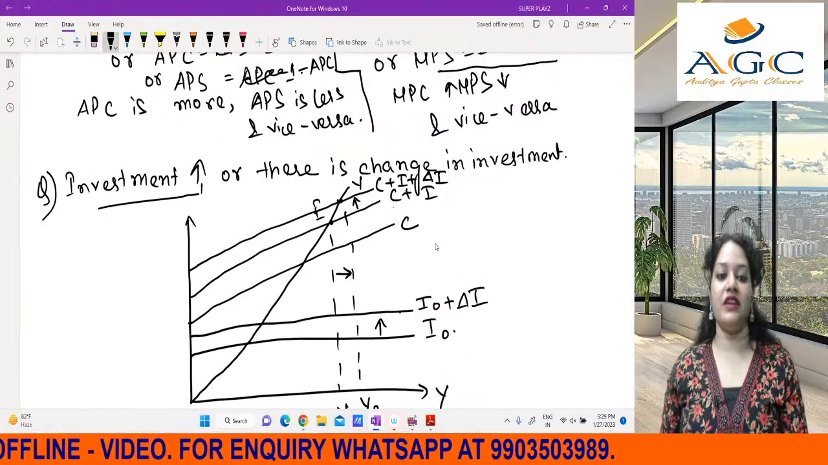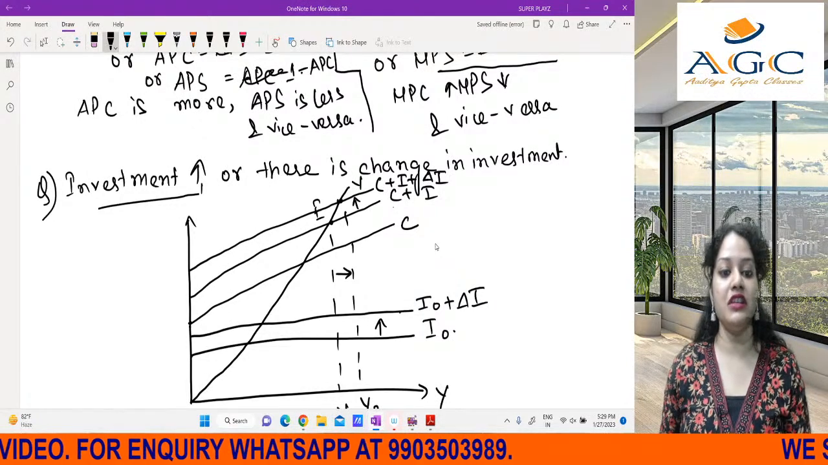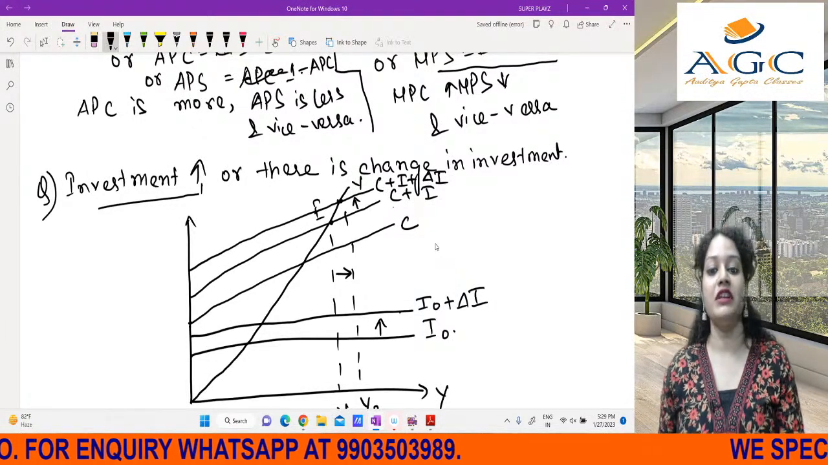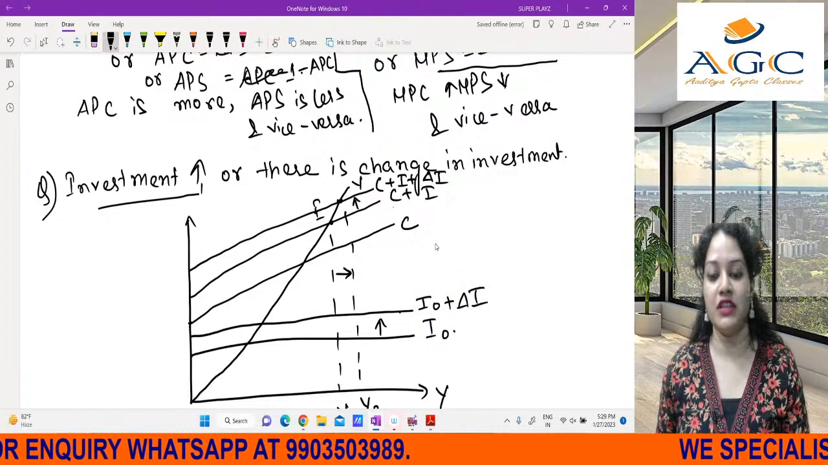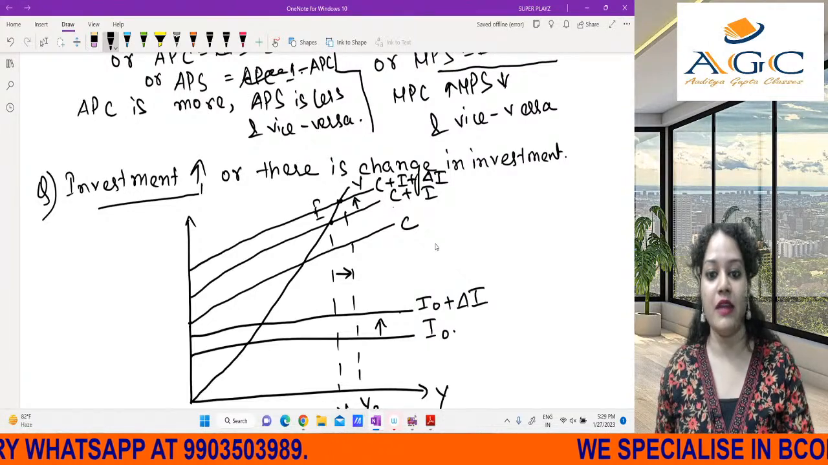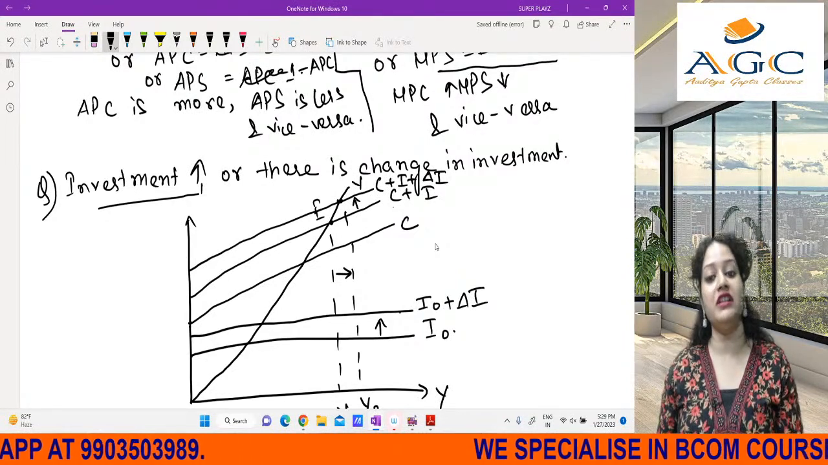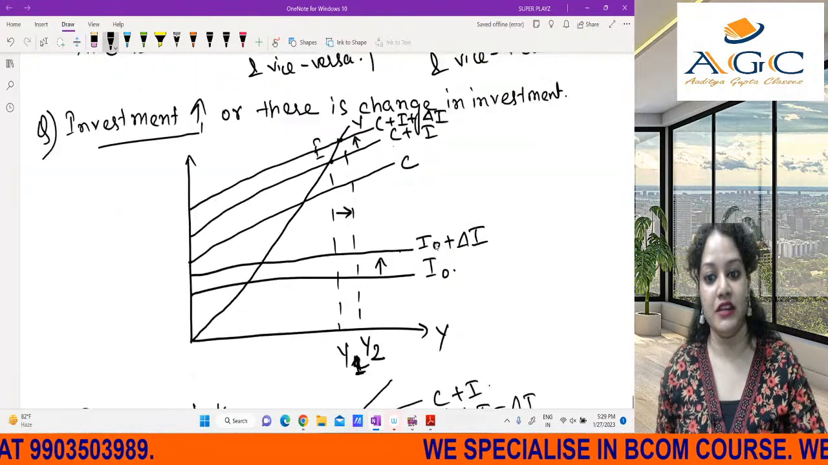Then this change in investment, I am saying over and over again, if it is specifically mentioned increase or decrease in the investment, it's fine. But if there is just mentioned change in investment, the answer would be a bit lengthy. You have to do the whole diagram. You have to show the increase part, you have to explain it, and you have to show the decrease part as well as explain it.